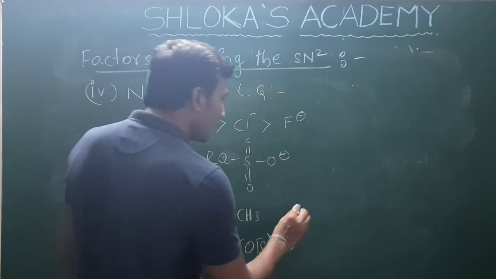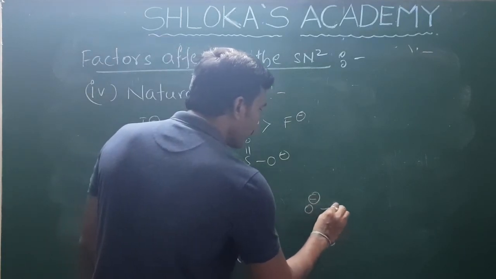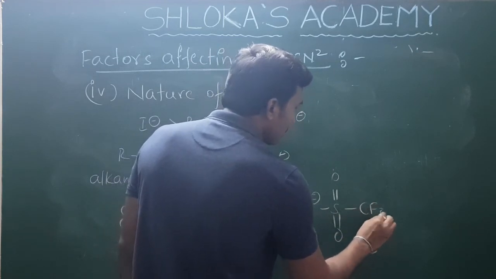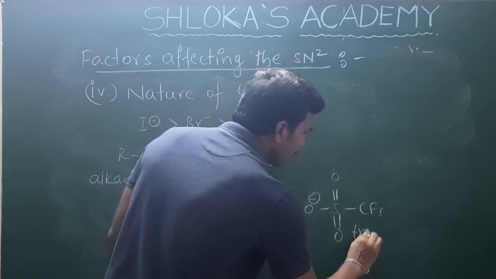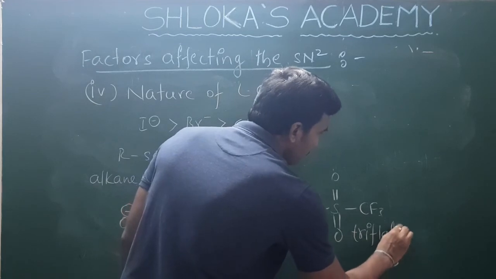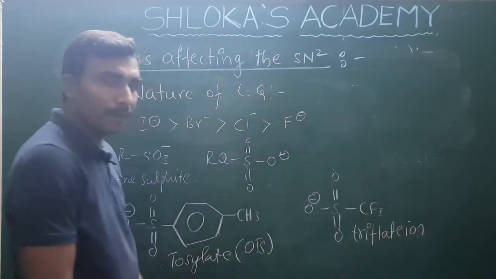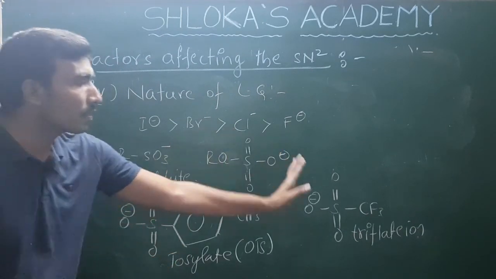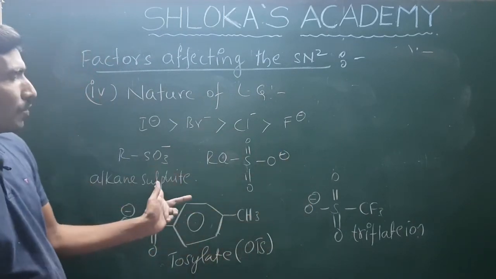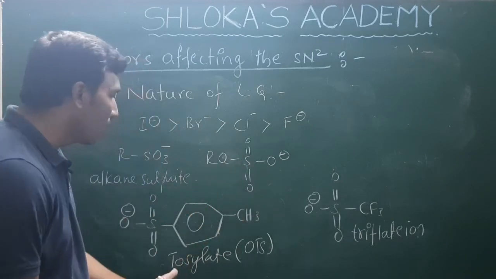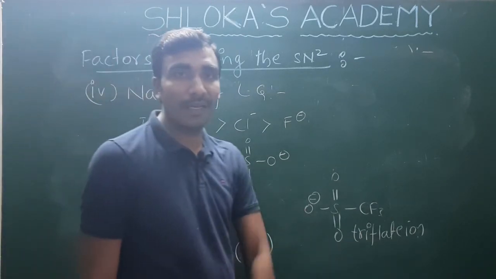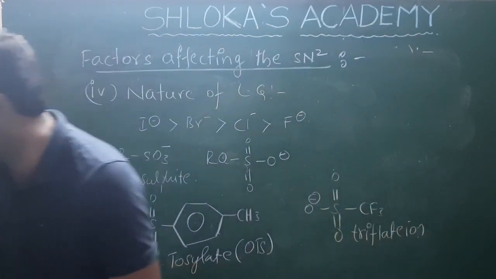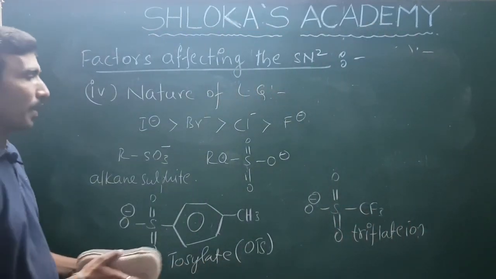And one more good leaving group is there. It is a super good leaving group, which is called triflate ion. Very good leaving group. These are some of the best leaving groups: RSO3 minus, RSO4 minus, and tosylate and triflate ion. Right? So these are the four factors that could affect the rate of SN2 reaction.